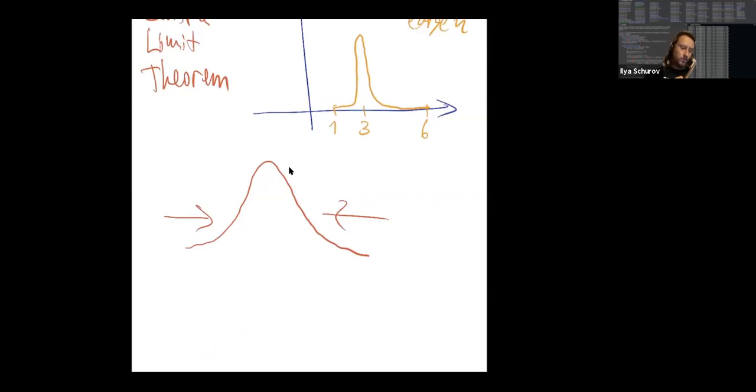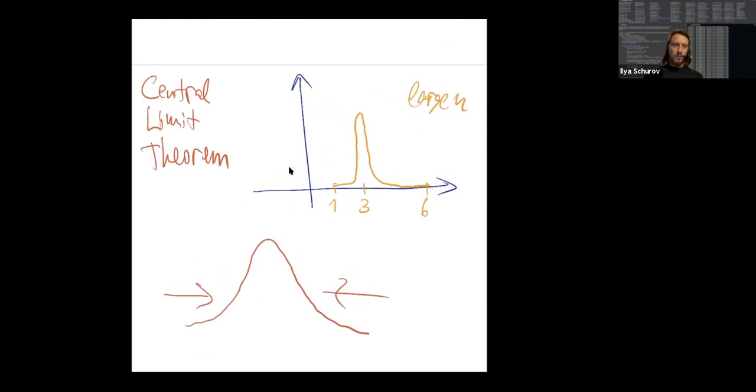Okay, I'm not a very good drawer here. Not as good as R.